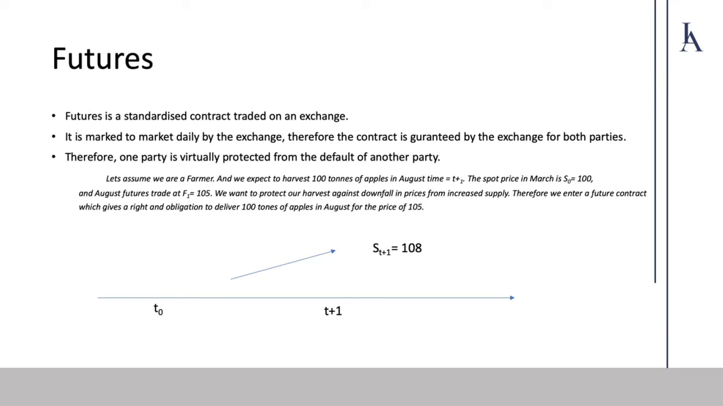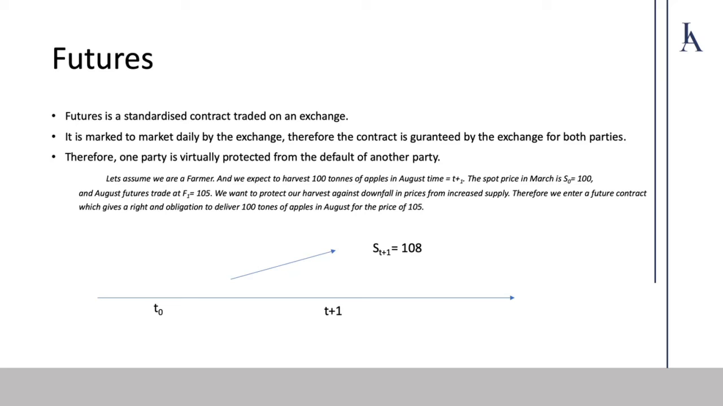So we enter a futures position, which is a standardized contract, as you remember, and we say that we will sell, because we're long in apples in August, we will sell them for 105 at the market. We want to protect ourselves from decreasing prices. But when August comes, the price of apples is 108.